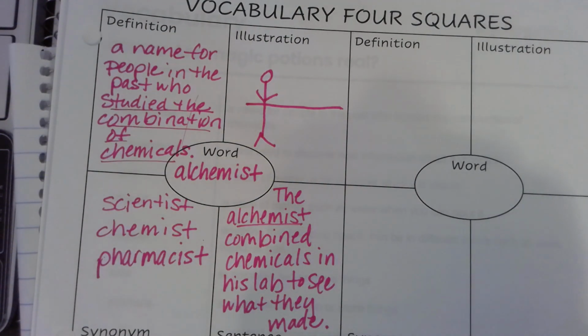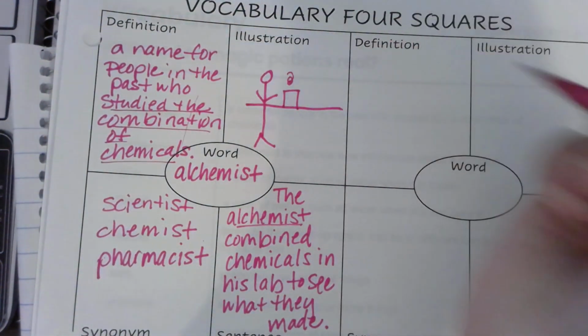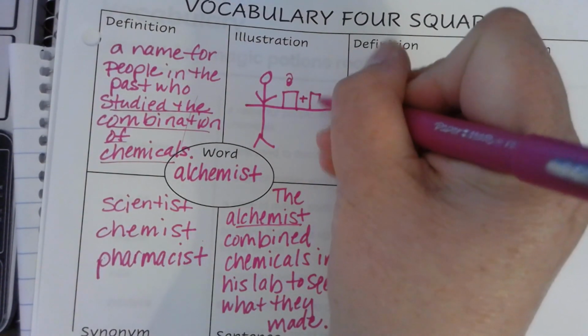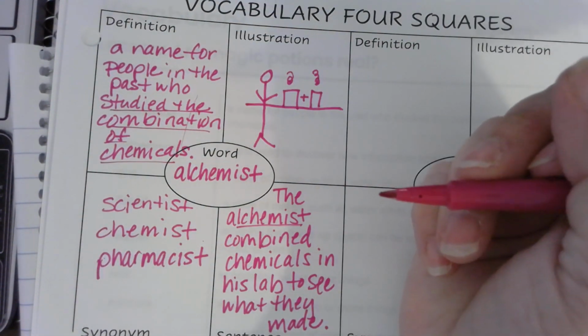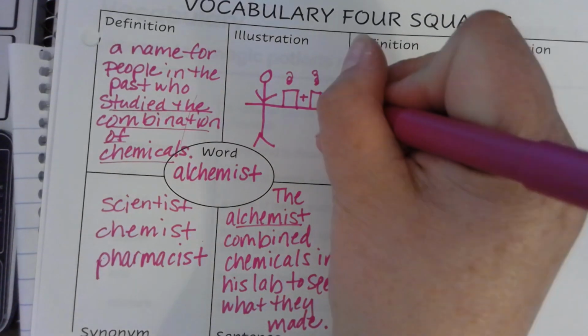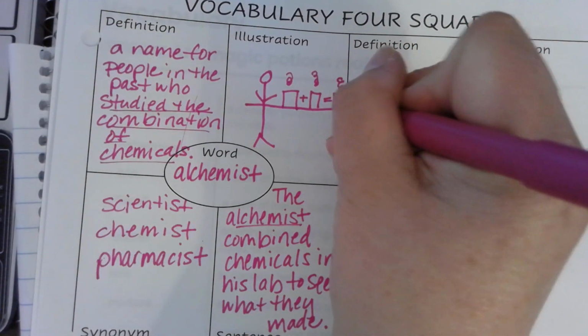And I said that they're combining chemicals to see what they made. So I think I'm going to draw some chemicals, and I'm going to say plus, and I'm going to draw some chemicals. Might have smoke coming out of them because I like to heat mine up. And they are going to equal whatever this is, and I'll just put a question mark.